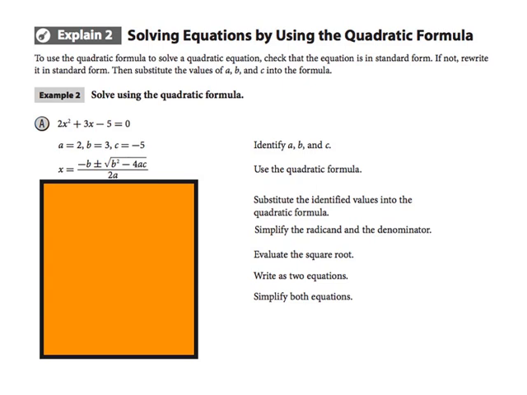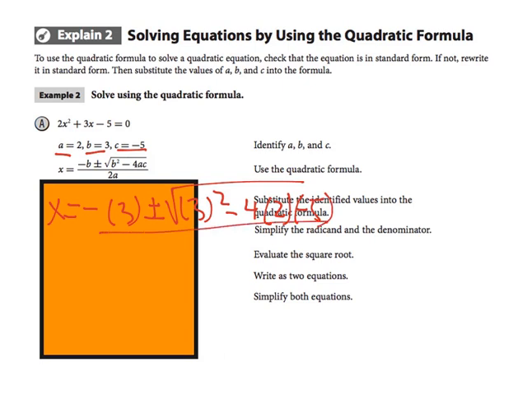Right, so now we're going to use the quadratic formula to solve our quadratic equation. Okay, so example 2, we have the equation 2x squared plus 3x minus 5 equal to 0. We have identified that our a is 2, b is 3, and c is negative 5. So we're going to solve for x equal to negative 3 plus or minus the square root of 3 squared minus 4 times 2 times negative 5. Make sure that you carry the negative with you.